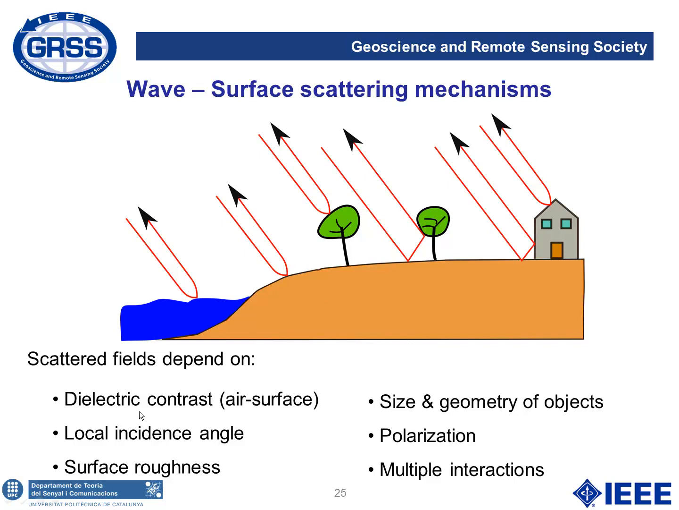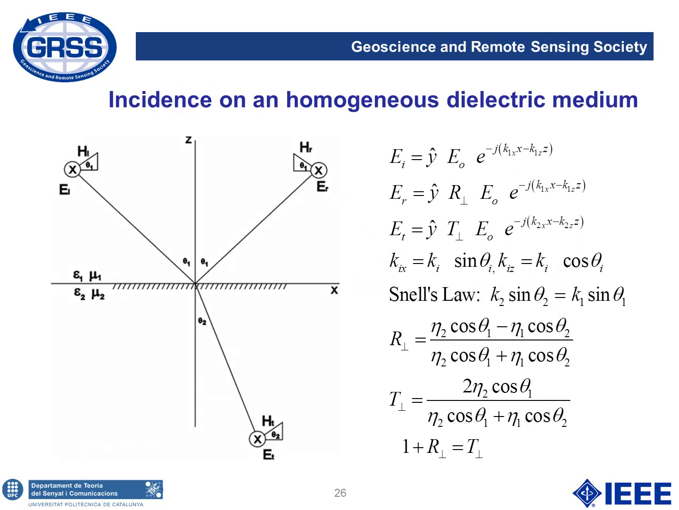Well, the scatter fields depend on the dielectric contrast between the air and the surface dielectric characteristics, the local incidence angle, the surface roughness. It's going to play a very important role in microwaves, for example, and will depend also on the size and geometry of the object, the polarization of the waves, and the existence or not of multiple interactions, double or triple reflections. Let's take a look at some basic models in order to understand the reflection and scattering mechanisms of the surfaces.